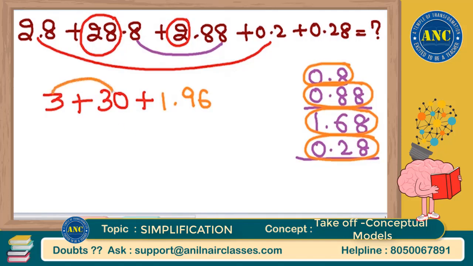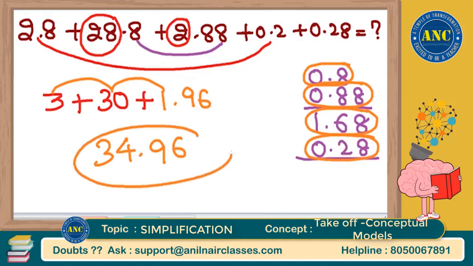Final answer is 33 plus 1.34 plus 0.96. Easy. Talk in terms of rupees or paise. It becomes very, very easy for your understanding. Idea clear, sir? Talk in terms of rupees or paise. 34.96 should be the answer. Similarly, one more similar kind of question.